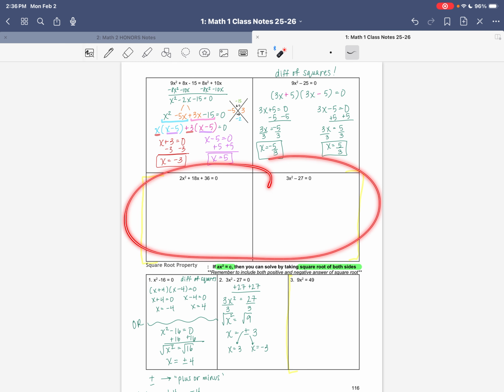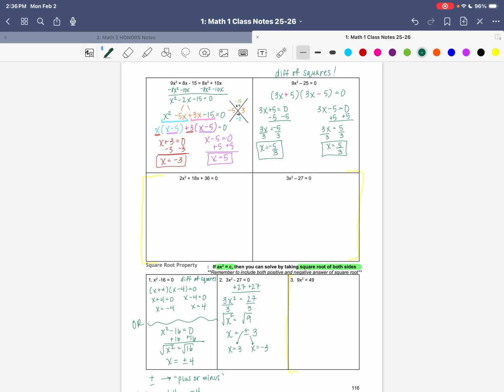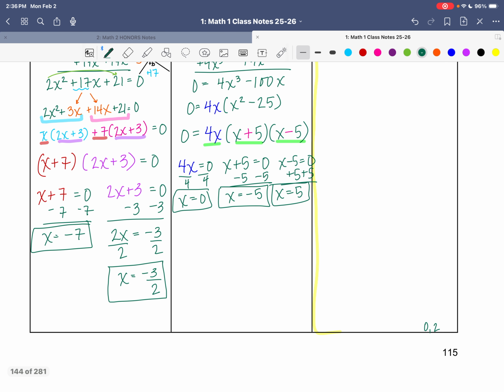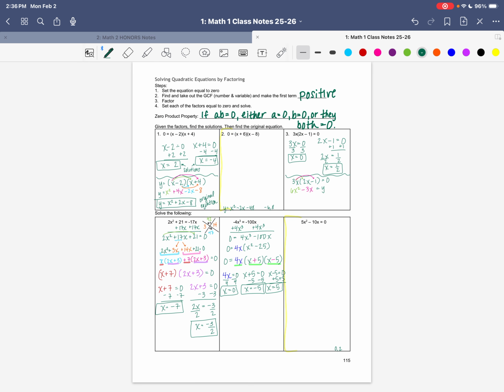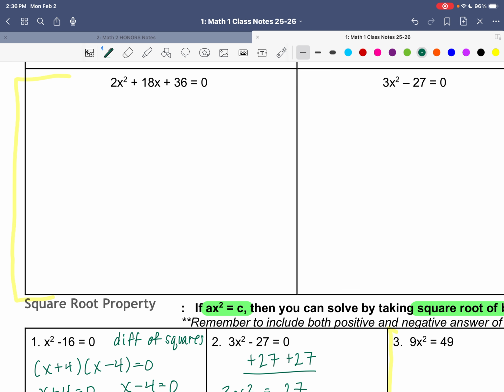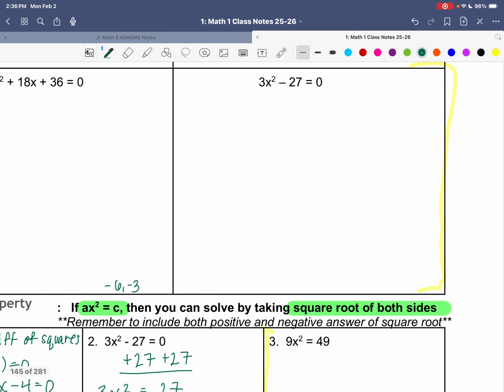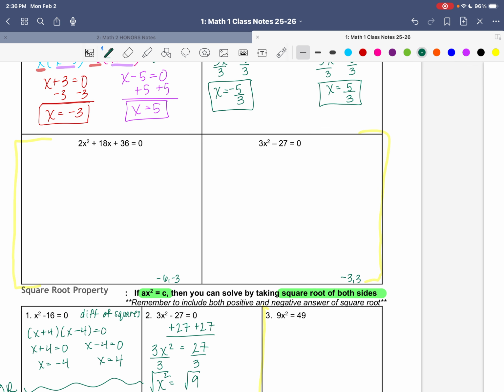Go ahead, and I want you to try those two. All right, so you should have x equals negative 6 and negative 3 as your answer, and then if you did this one correctly, you should have negative 3 and 3 as your answer.